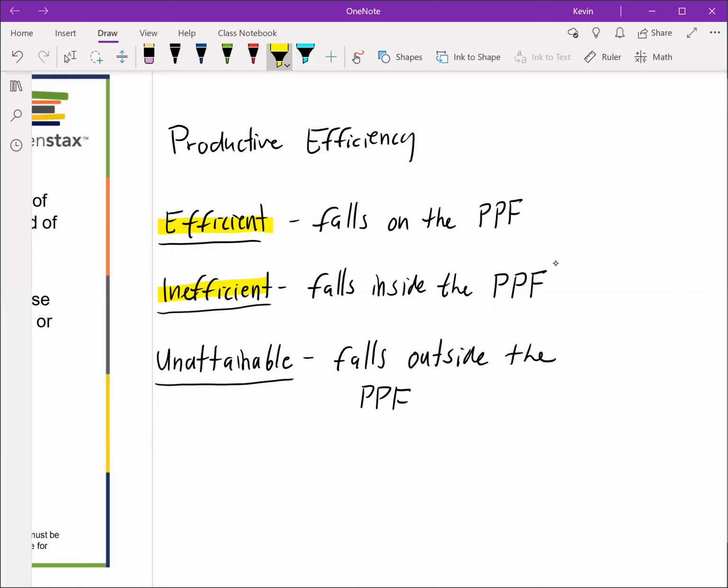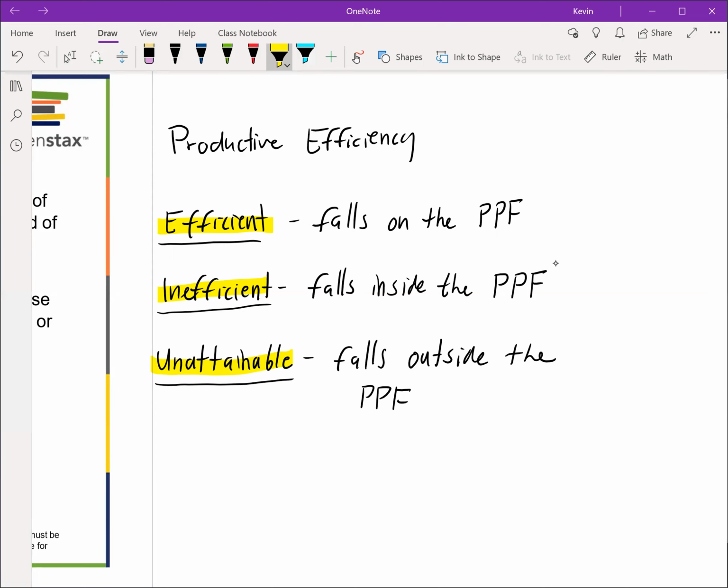And the third case is a point that falls outside of the PPF, and this is going to be considered unattainable. Say we're going to produce 10,000 bird houses in an hour with 20 people. Probably not very realistic. Even if we had 20 expert woodcrafters, 10,000 bird houses an hour is probably not going to happen. So that point outside the PPF would be considered unattainable.